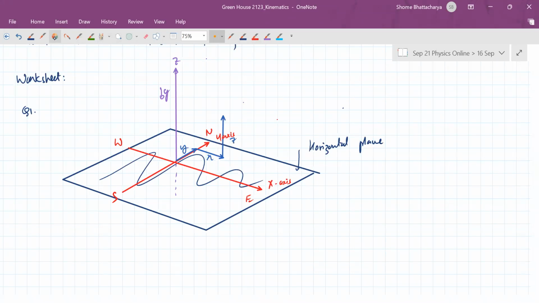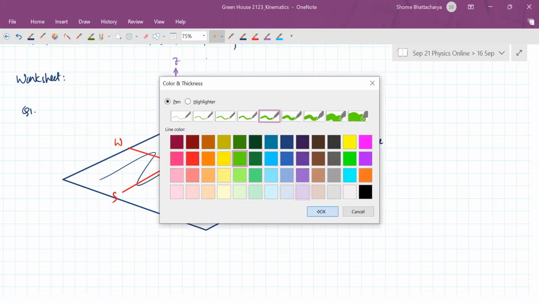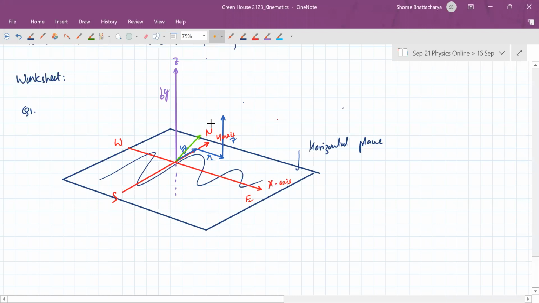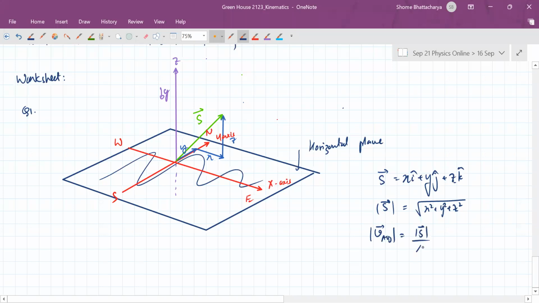So the net displacement that is happening now, that is this vector. We can write the net displacement vector as x i cap plus y j cap plus z k cap. We can find the magnitude of that net displacement. So you can find the magnitude of average velocity as the magnitude of net displacement divided by time. So the first part you can just use this. Okay.